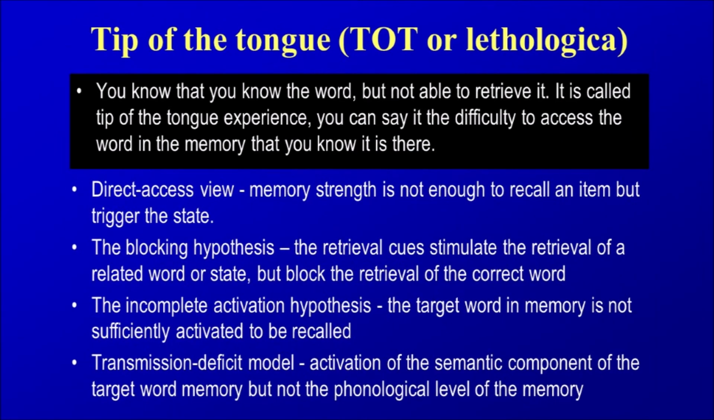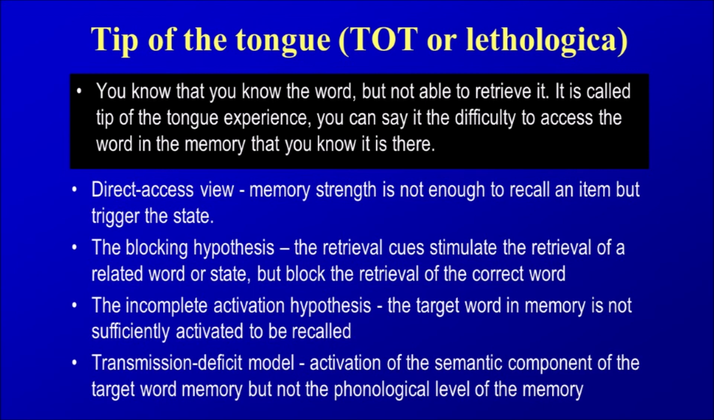Tip of the tongue experience. You know that you know the word but are not able to retrieve it. It is called tip of the tongue experience. You can say it is the difficulty to access the word in the memory that you know it is there. There are different views about it or different theories that suggest what causes it.